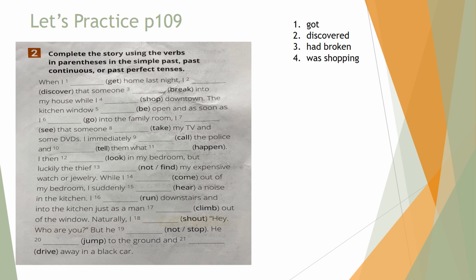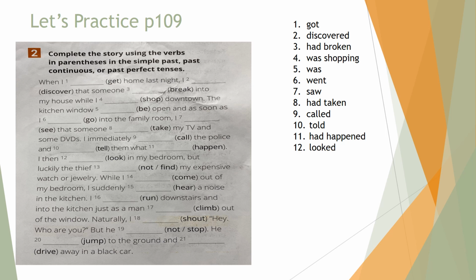Keep going. The kitchen window was open, and as soon as I went into the family room, I saw that someone had taken my TV. That is past perfect because it happened before my actions, and some DVDs. I immediately called the police and told them what had happened. Past perfect because it happened before. I then looked in my bedroom, but luckily the thief hadn't found my expensive watch or jewelry.